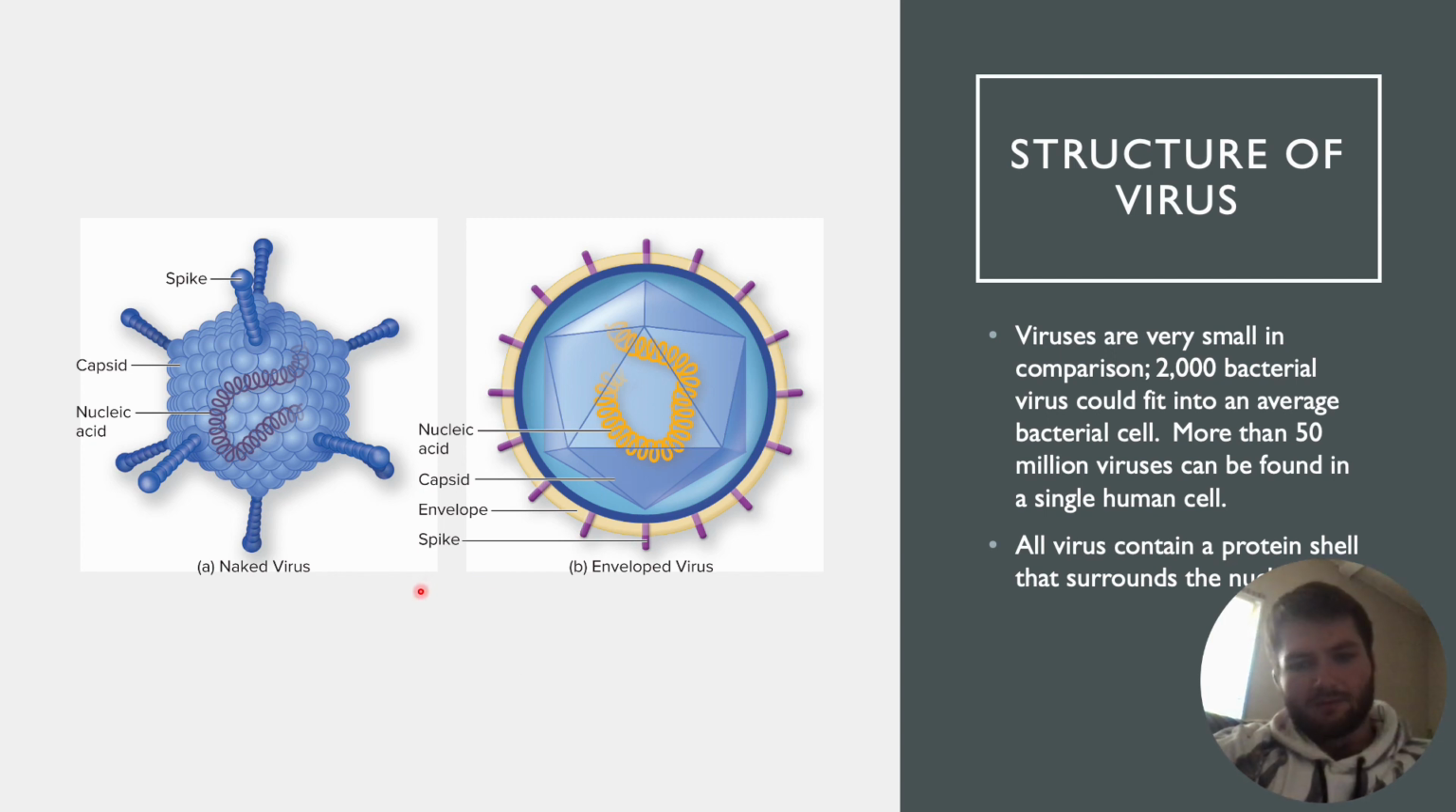Let's talk about some of the structure of a virus. I put this picture here from the book. I thought it was a really good picture. Here you have your protein capsid and your nucleic acids, and this is a naked virus. And here's your enveloped virus. You can definitely see the difference between the two. However, as you can see, they both have these spikes. The spikes are different, but same thing.